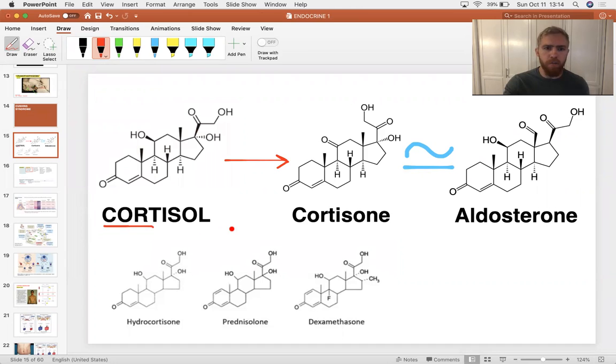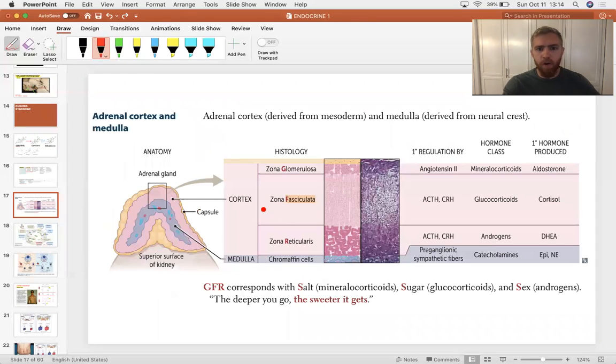And then oid just means that it's a steroid, which is a sterol, which is a four-ringed signaling lipid with some ketones attached to it. That's what the oid means. And cortisol is produced in the zona fasciculata of the cortex of the adrenal glands, and it is produced in response to adrenocorticotropic hormone, which is released into the bloodstream by the anterior pituitary, and it does so whenever the hypothalamus releases CRH, corticotropin releasing hormone.